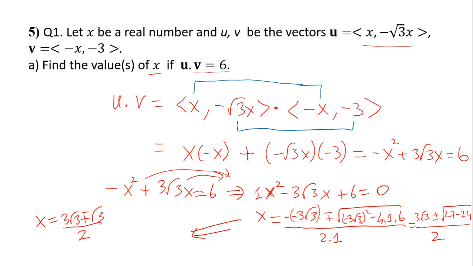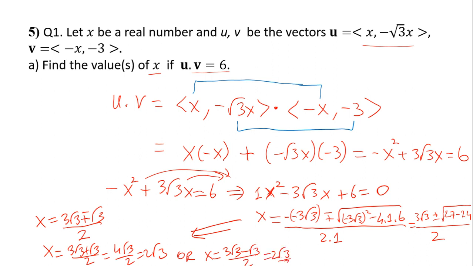And now we have two values of x. So one is 3 square root 3 plus square root 3 over 2, which is 4 square root 3 over 2, which is 2 square root 3. That's the first one. Or we will have x equal to 3 square root 3 minus square root 3 divided by 2, which makes 2 square root 3 over 2, which is square root 3. So we have two x values here. The x values are 2 square root 3 or x equal to square root 3.